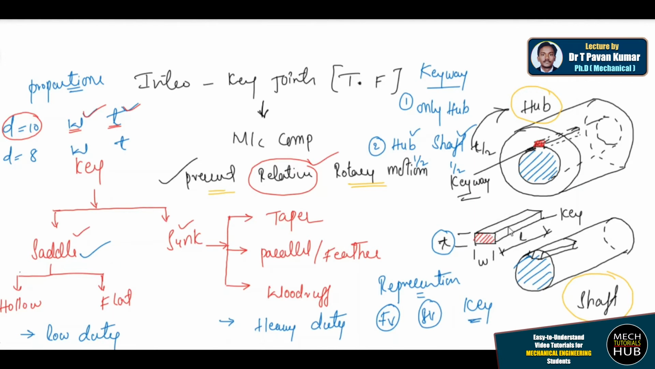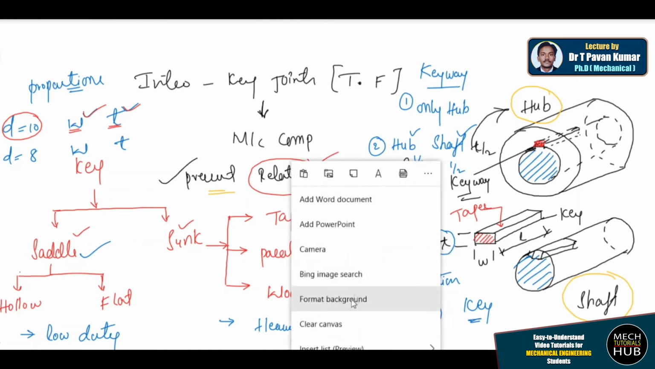Now coming to the taper of the key, let us discuss the taper of this particular key. The top surface is not at all parallel to the bottom surface of the key. The bottom surface is flat, but the top surface is maintaining some taper. What is this taper? That we'll see. Let me take a fresh window and explain the taper.